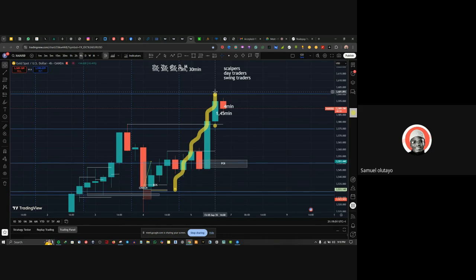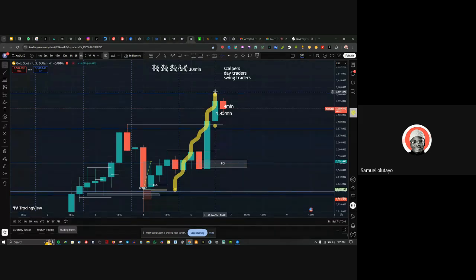So swing traders are more relaxed traders. They enter a trade, 3 days after they come and check their trade. Okay, it has gotten to their destination. They are good. For day traders, a few hours, they have gotten to their destination. For scalpers, 5 minutes, 10 minutes, they have gotten to their destination.